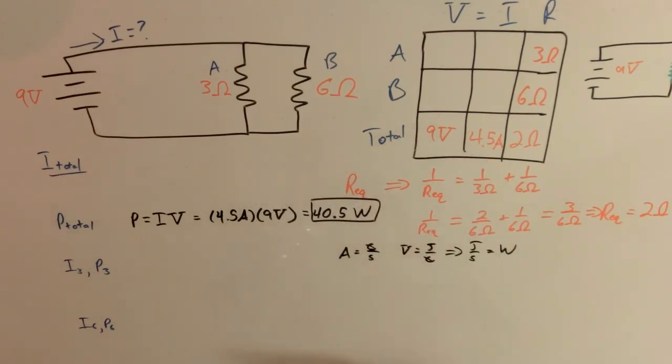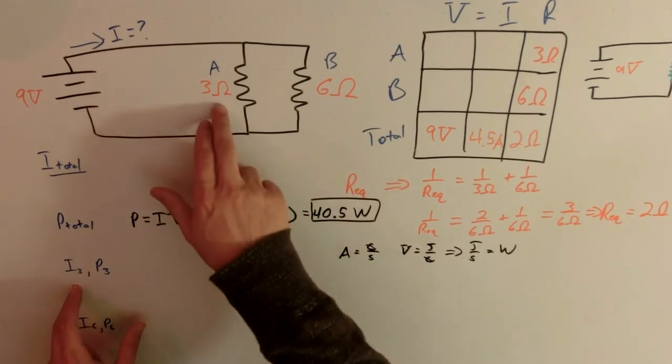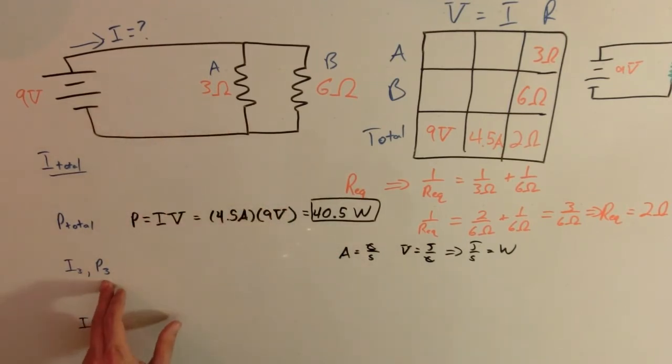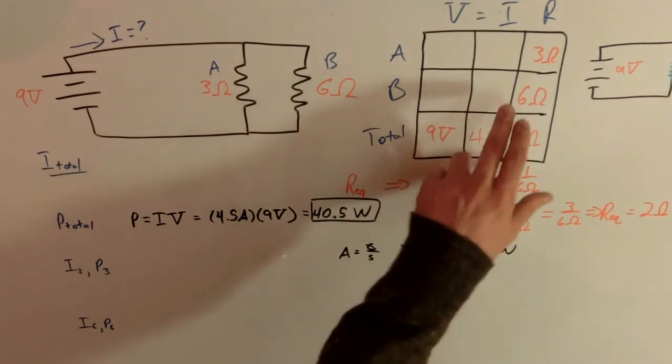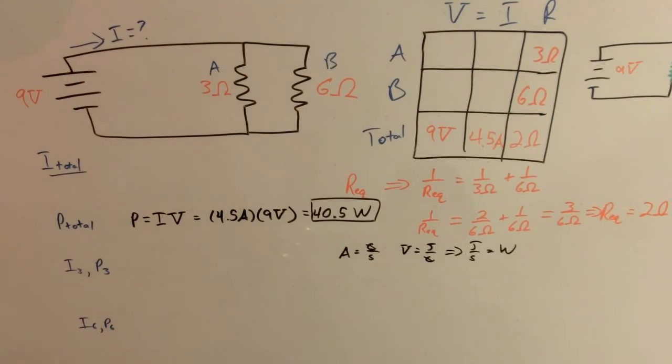However, on most exams, and most of the people who write them know this, they want you to show that you can solve all of this. They'll ask you for more things. Like I'm doing here, I ask for the current going through resistor A, the power being used in resistor A, and then the same thing for resistor B. So we're going to go through and we'll take a look at that. So we're going to have to fill these guys in anyway.